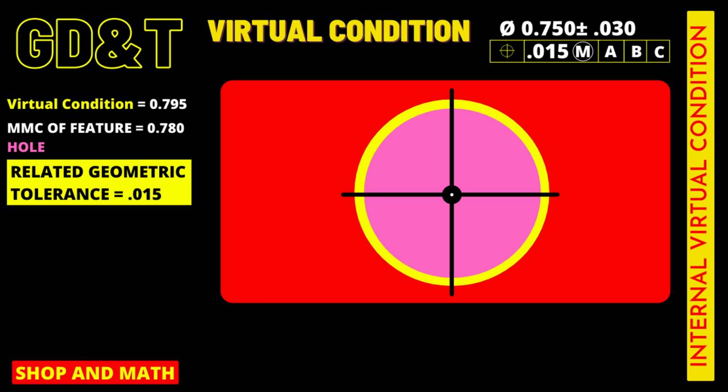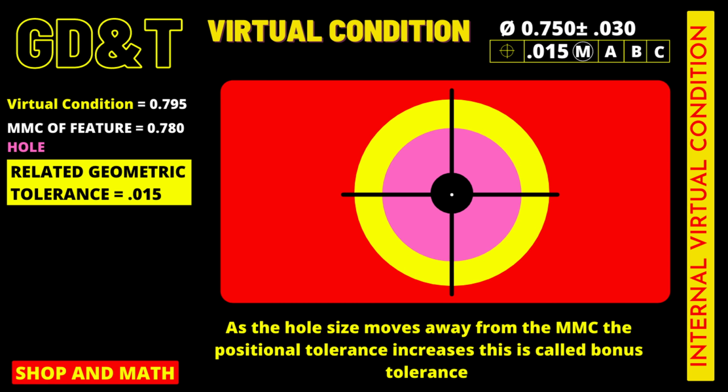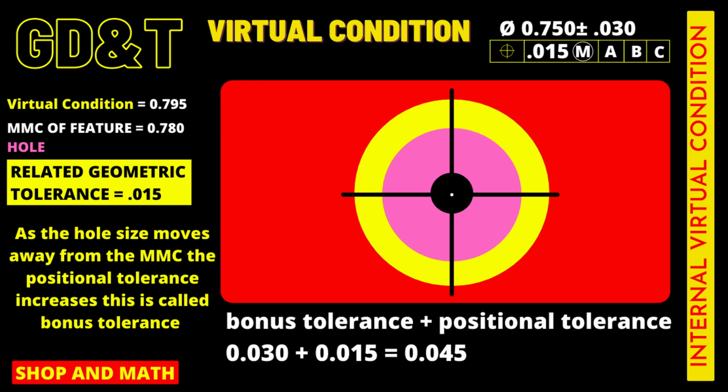Now let's explore what happens when we produce the hole size smaller than maximum material condition. We get what's called a bonus tolerance. So in this case, we're going to use an example of us producing the hole size at 0.75. With our hole size produced at 0.03 smaller than our maximum material condition, that means we get a bonus tolerance of 0.03 plus our positional tolerance of 0.015. Therefore, we are allowed to be out of position by 0.045 in any direction.